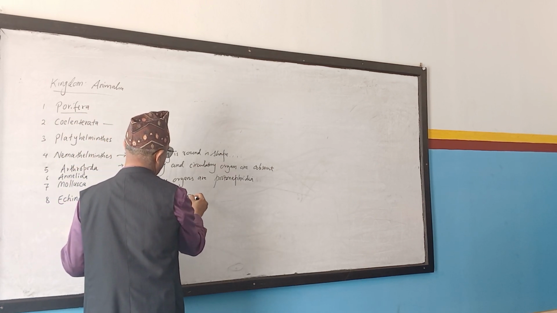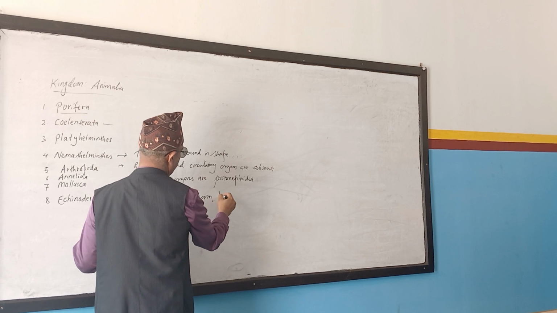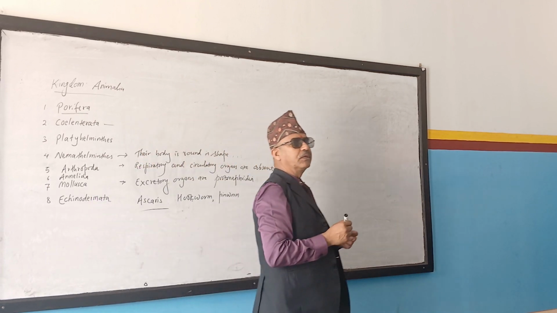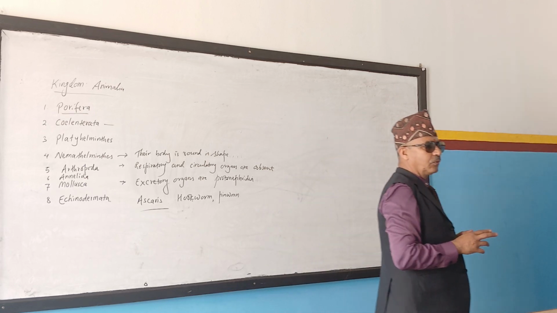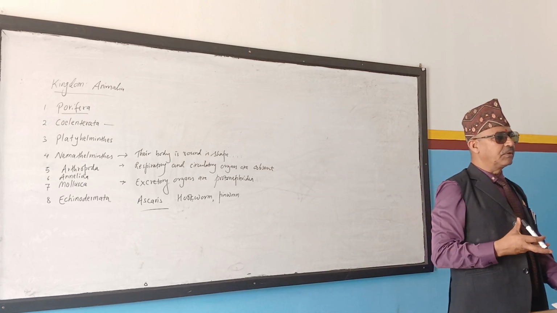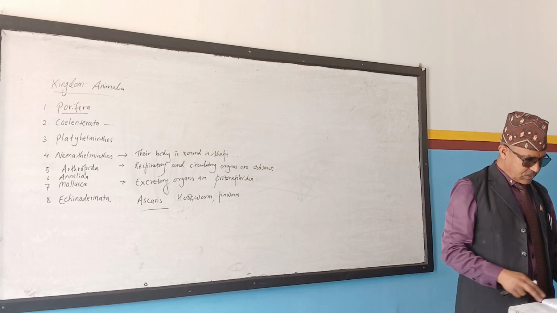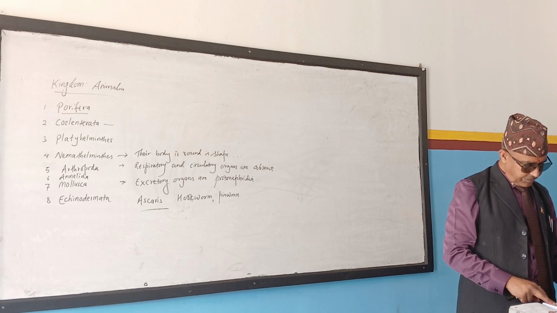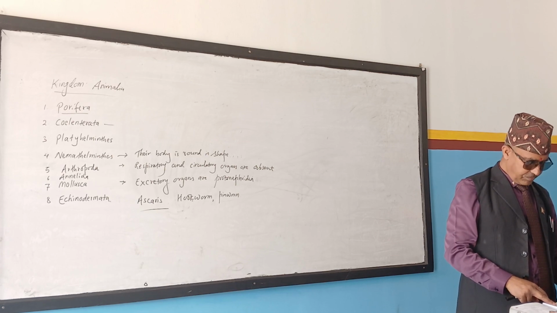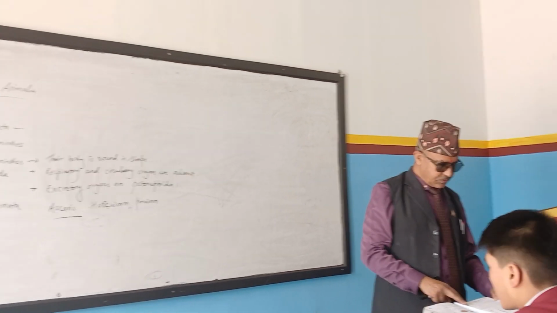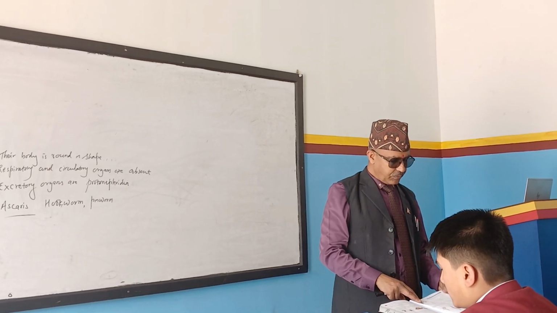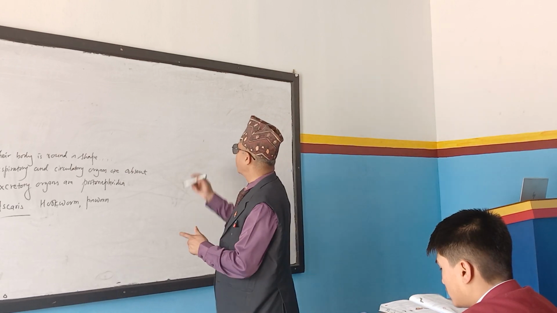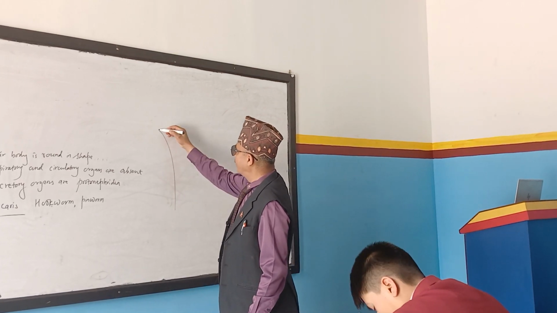Hookworm. Pinworm. Wuchereria bancrofti. What a name. Is it given in your book? Which scientific name is Wuchereria bancrofti? Filarial worm. So these are the different examples of nemathelminthes. Nemathelminthes, listen, their body is round and elongated.